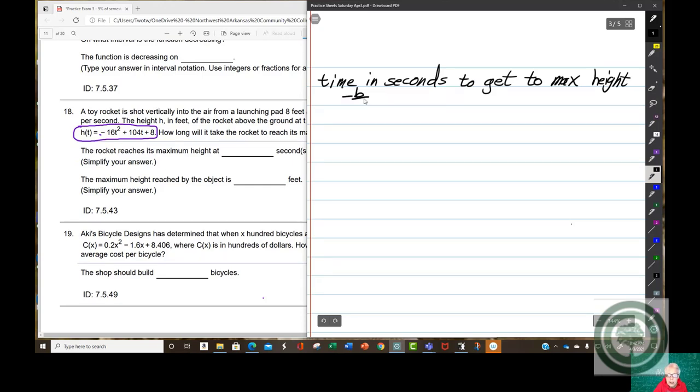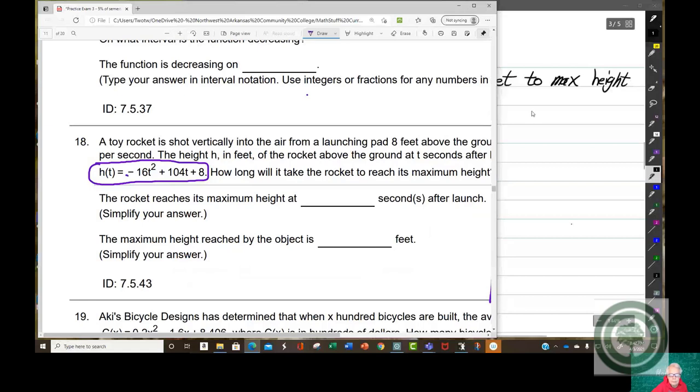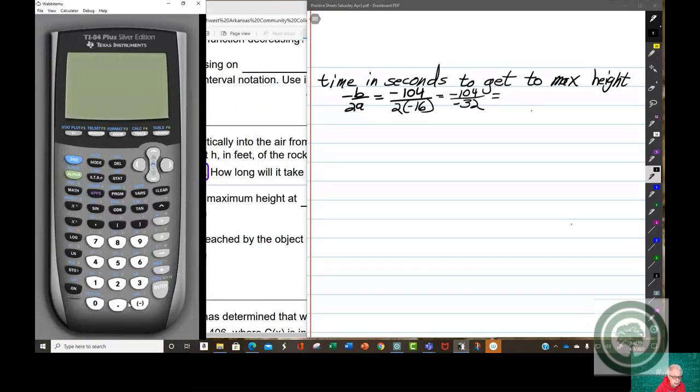Is negative b over 2a. So negative 104 over, let me make this bigger. Okay, negative 104 over 2 times negative 16. So that'll be negative 104 over negative 32. And that will be negative 104 divided by negative 32. 3.25 seconds, 3 1/4 seconds.